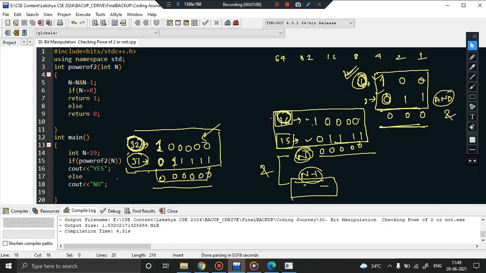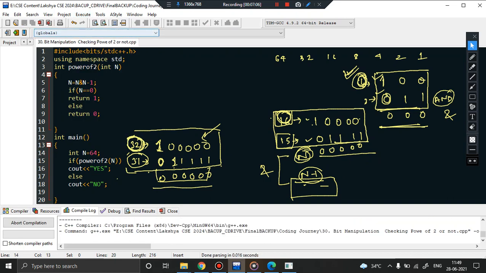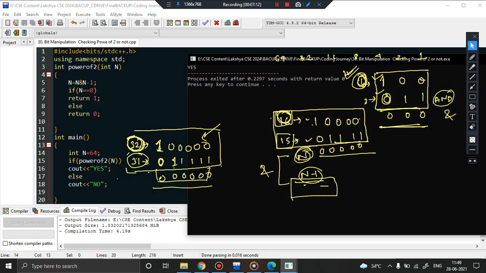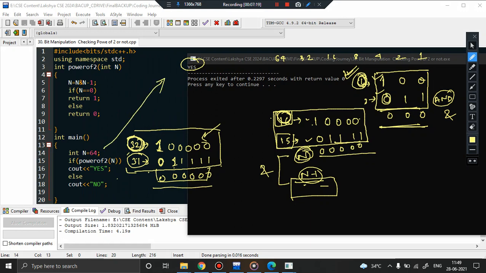Anyway, for the next example, suppose I take 64. It is definitely a power of 2, and hence the output should be yes. And you can see the output is yes. I hope you got the intuition of how this particular problem works. So 64 is a power of 2.